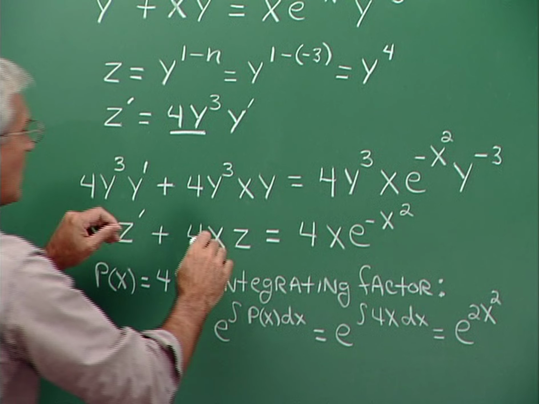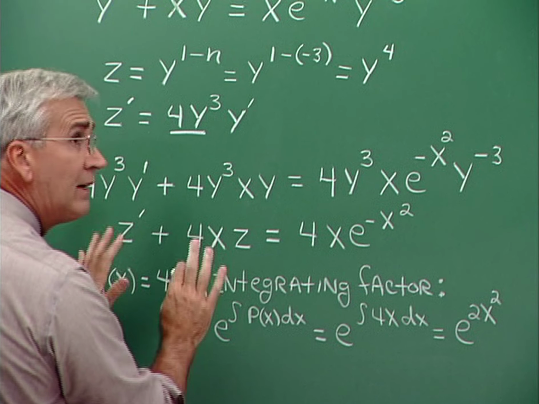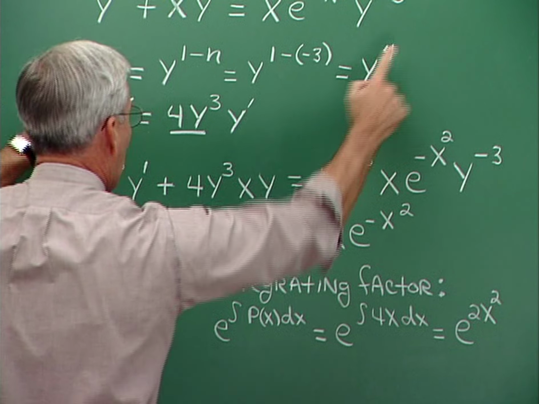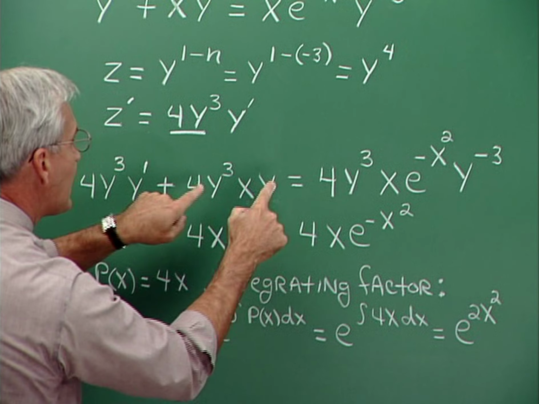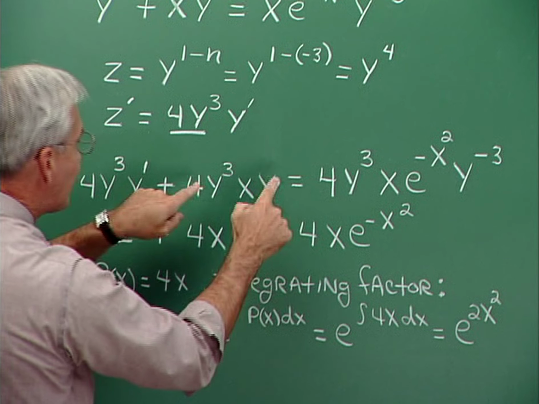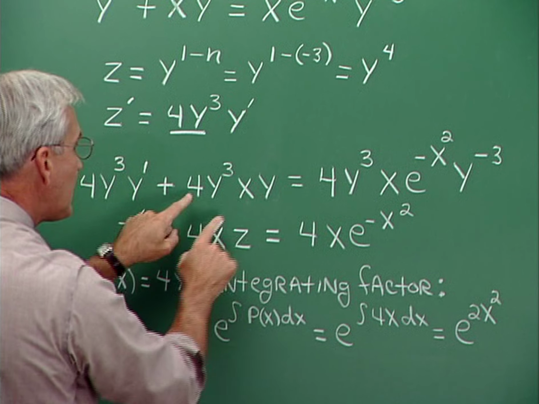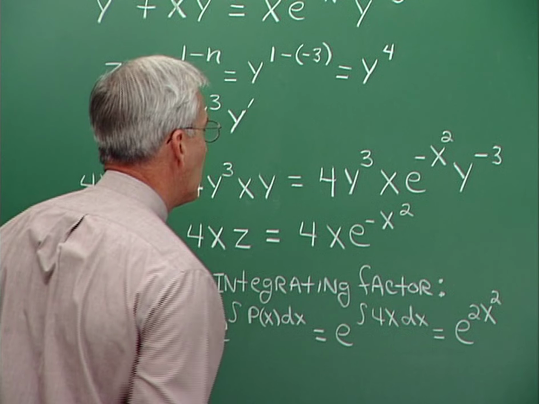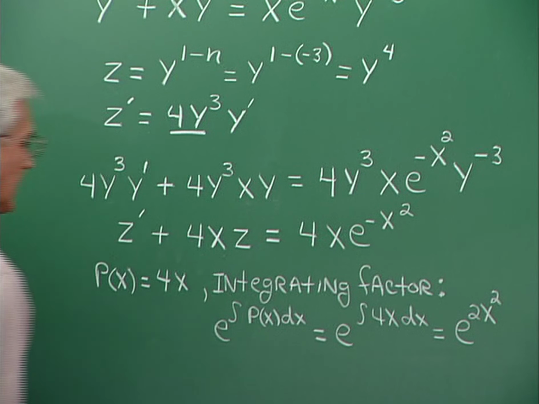And now some of these factors will give us the z. Well, we might look back up here. z is y to the 4th. Well, y cubed times y is y to the 4th. So these two factors together give us the z, so it's 4x times z. And on the right side, we clean up the mess a little bit and we get this.